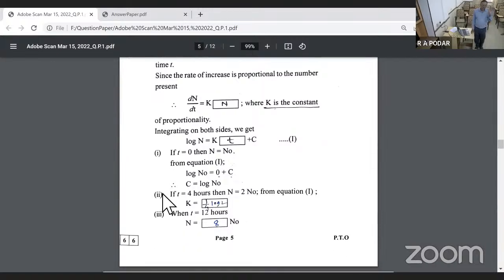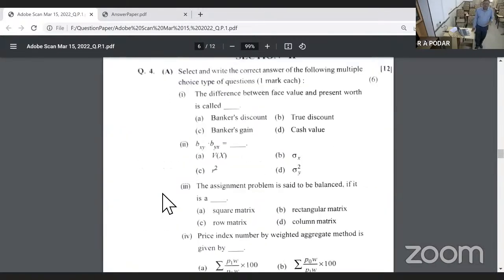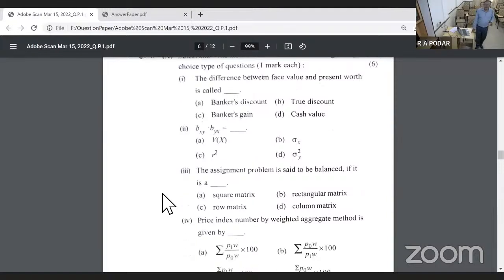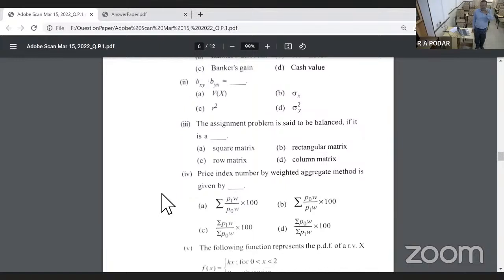Then we have to see the section 2 questions. So in section 2, you know this, there are 6 MCQs. So this is the first question, the difference between face value and present value. This is the formula. So prove discounting rate. This second one is also a formula. That is why in properties of regression coefficients you have bxy into byx is equal to r square. You know this. So the assignment problem is said to be balanced if it is a square matrix, the number of rows should be equal to the number of columns. Then it is called a square matrix.